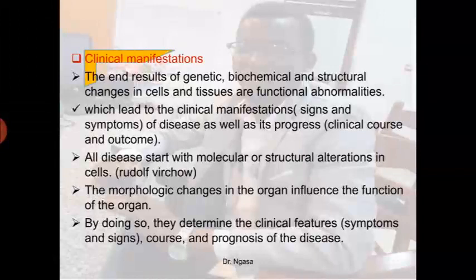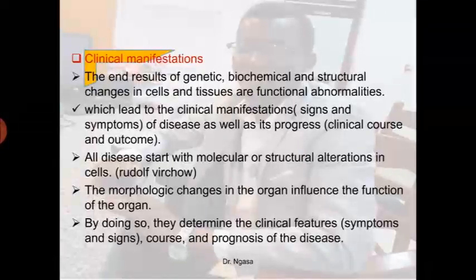Sir Rudolf Virchow concluded that all diseases start with molecular or structural alteration in cells. So for a disease to develop, there must be a certain alteration, either molecular or structural, in that cell for it to function abnormally, and then an organ can function abnormally and hence be manifested as a disease.